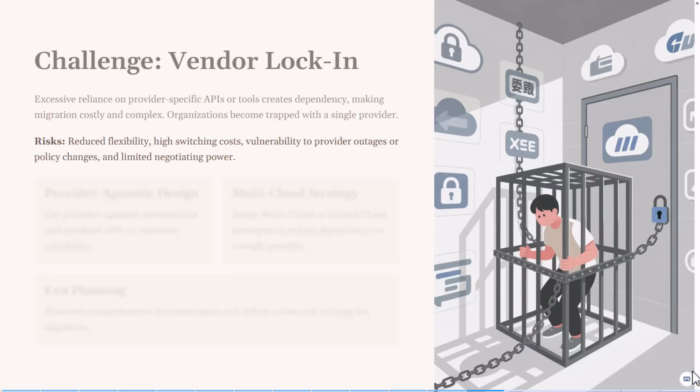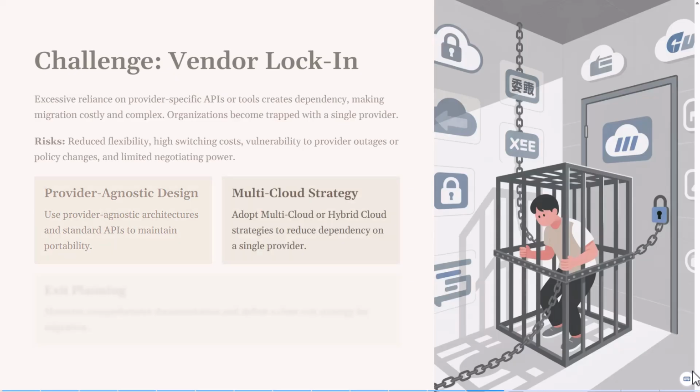Some solutions for this challenge are building systems using standard tools and APIs so they can work with any provider, and using more than one cloud provider at the same time to avoid depending on just one. And keep good documentation and a clear plan for moving to another provider if needed.